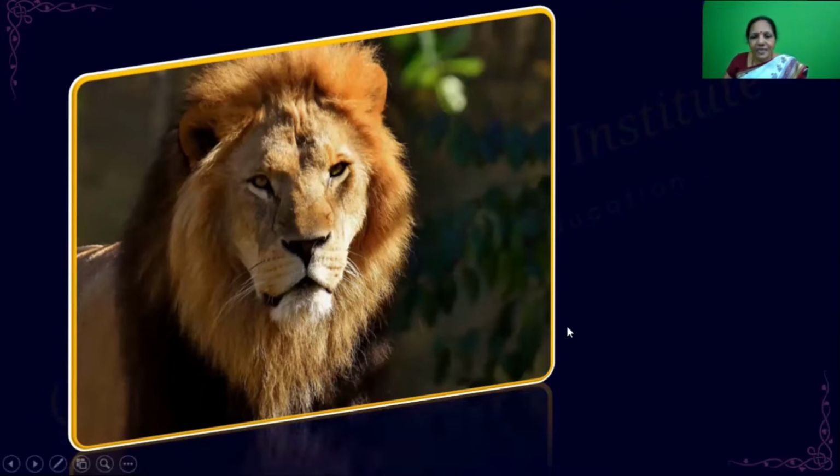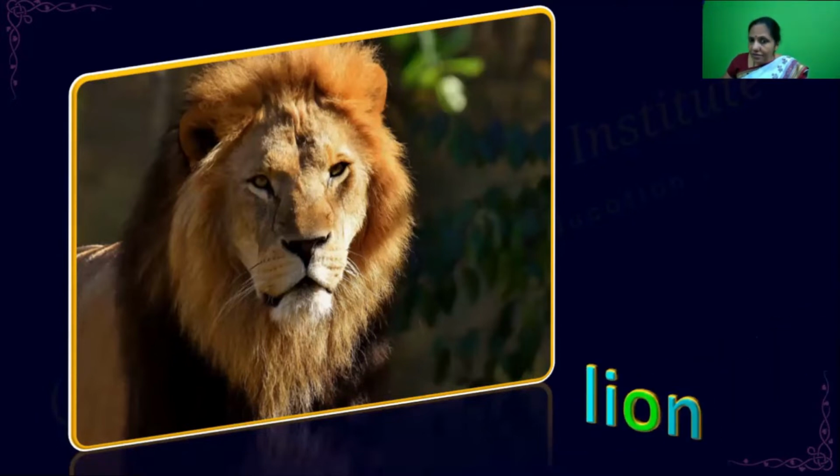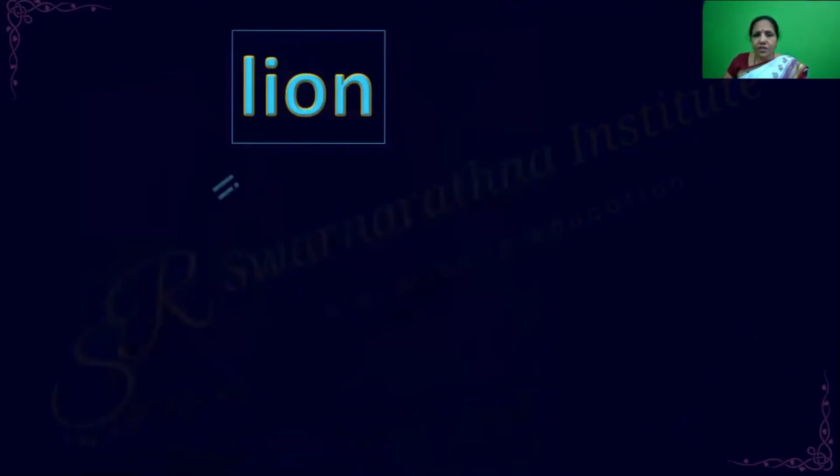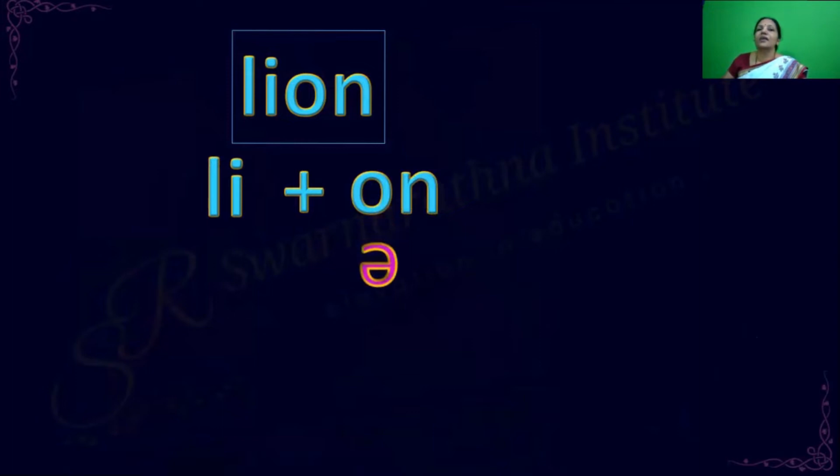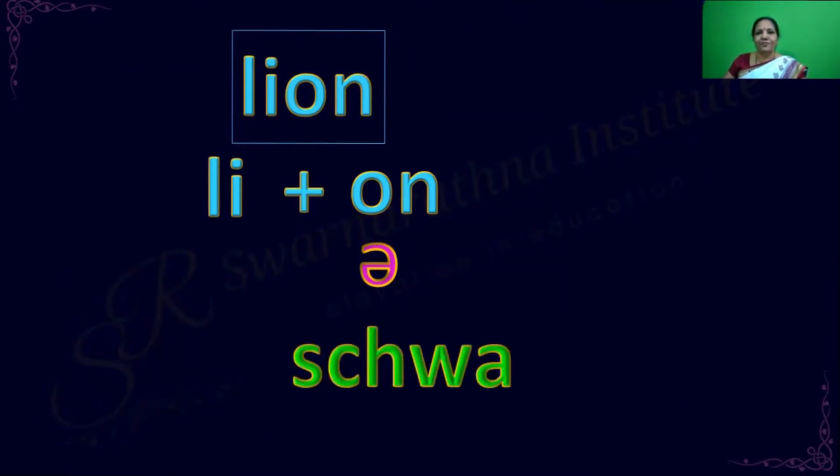So now let's see the picture. What is this? A lion? What did you call it? Lion? So let me see. I'll try this: "li" is "lie" and "on" is "on". But we don't call it a "lie-on". We call it "lion". Yes, the O is becoming the reduced sound here, which is called Schwa.